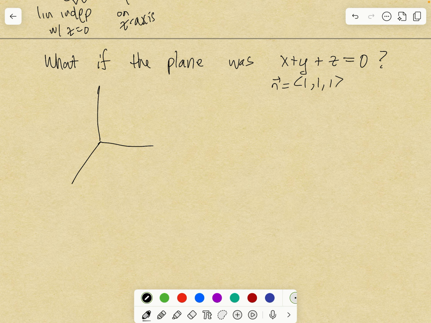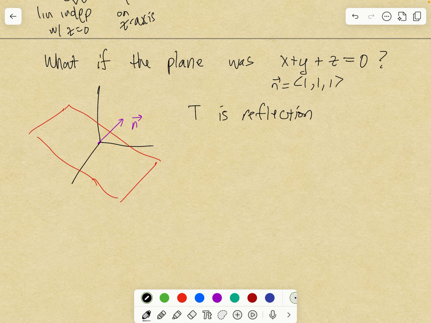That's a normal vector to the plane. So 1, 1, 1 is like this, and the plane is perpendicular to that vector. So the plane we're reflecting about is something like that. That's the plane. Now, if we want to say what the matrix A is, again, T is reflection across the plane. And the question is, what is the standard matrix A?